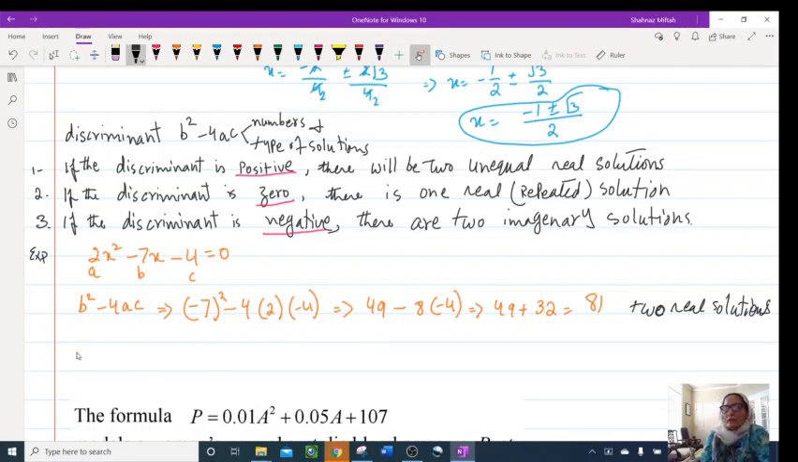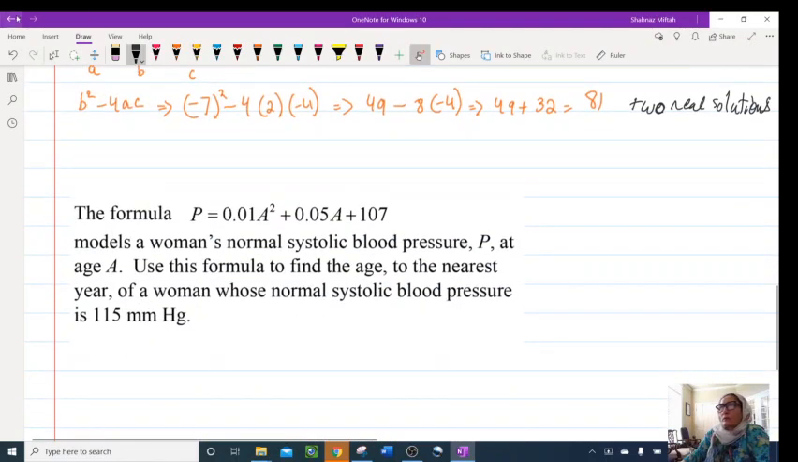Okay, now let's do this word problem, guys. The word problem is, the formula is this: it models a woman's normal systolic blood pressure P at age A.